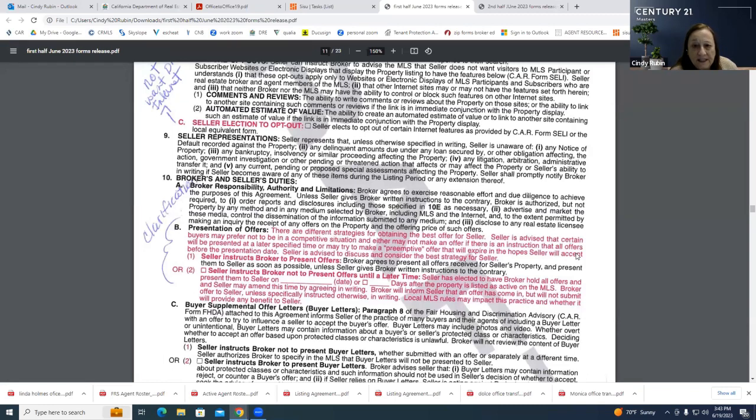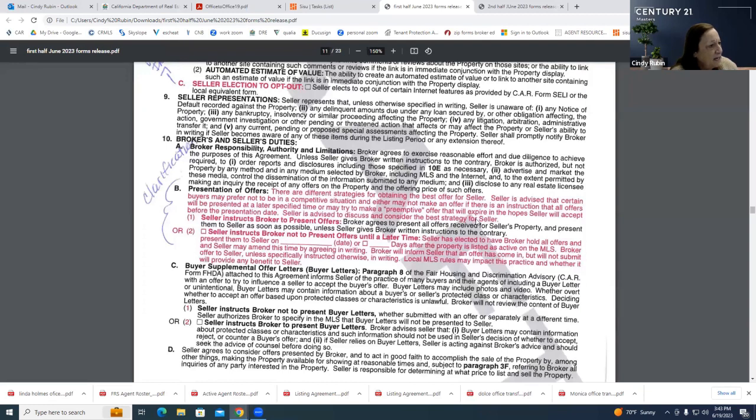I don't know. Does that need to be in there? Seems like a lot of words. I don't agree with everything, but anyway, that's in there now. So the seller now gets a disclosure that there are lots of ways to do this. And then it still defaults to seller instructs broker to present offers as soon as possible.